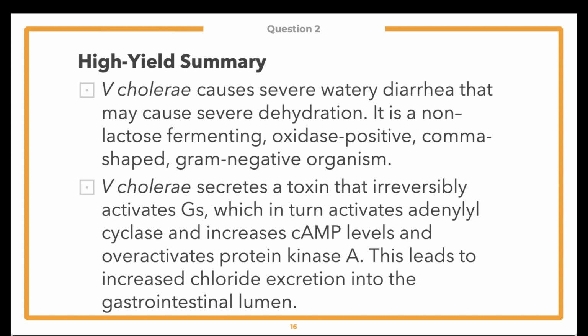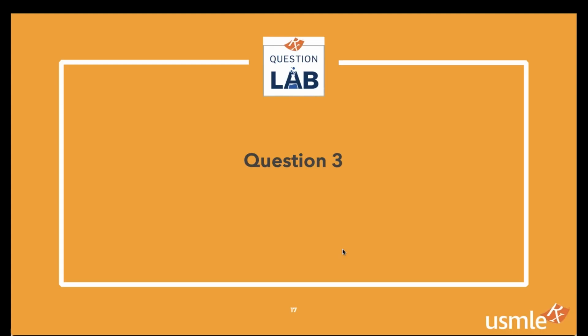Vibrio cholerae is going to cause severe watery diarrhea, may cause severe dehydration, non-lactose fermenting, oxidase positive, comma-shaped, and gram-negative organism, and it secretes a toxin that irreversibly activates Gs, which in turn activates the adenylyl cyclase and increases cAMP levels and overactivates protein kinase A. This all leads to increased chloride excretion into the gastrointestinal lumen. Okay, very good. So we're halfway home.